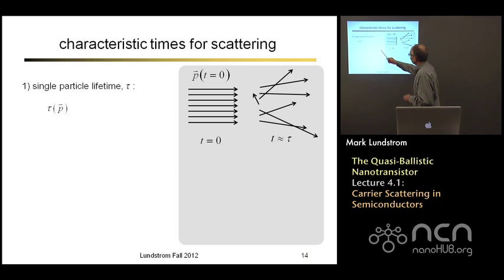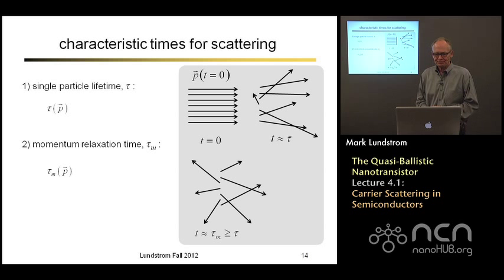Well, if we wait a time tau, which is sometimes called the single particle lifetime, it's how long the electrons live in that particular state before they scatter, then we'll find that after that lifetime tau, most electrons have on average scattered. The initial direction may not be completely randomized yet. The initial energy may not have relaxed down to the lattice energy, but every electron has, on average, experienced one scattering event.